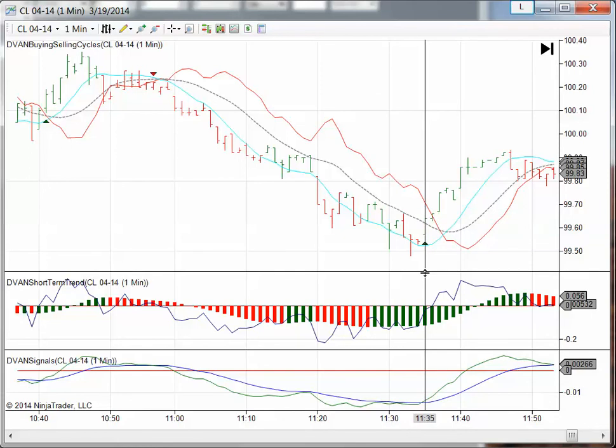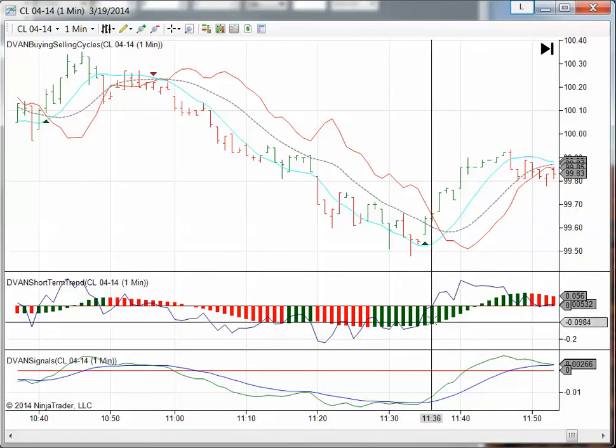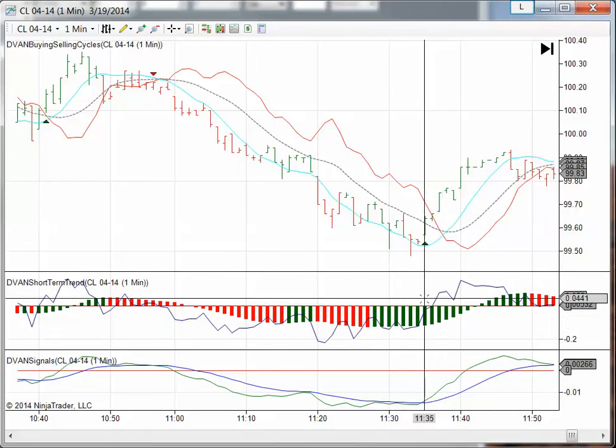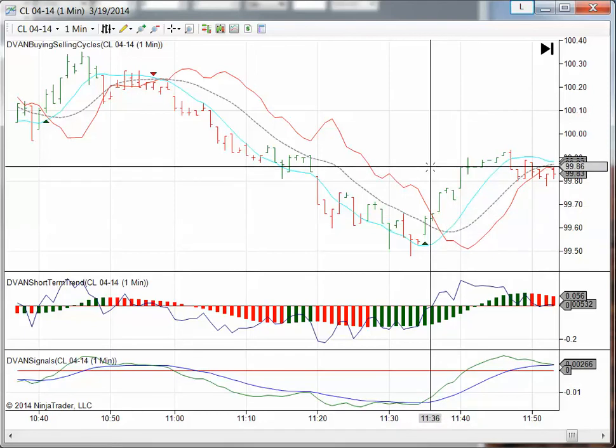The long signal is confirmed with the green arrow coinciding with the velocity indicator on the DVAN signals, green short-term trend, leading algorithm line broken, and a close above the pivot line. So these are three signals that were given intraday before 12 noon today on the crude oil futures on a 1-minute chart.